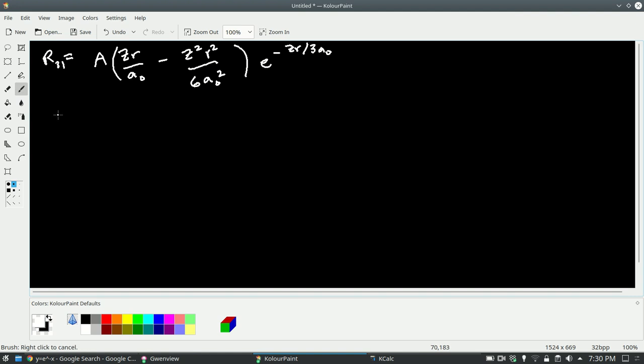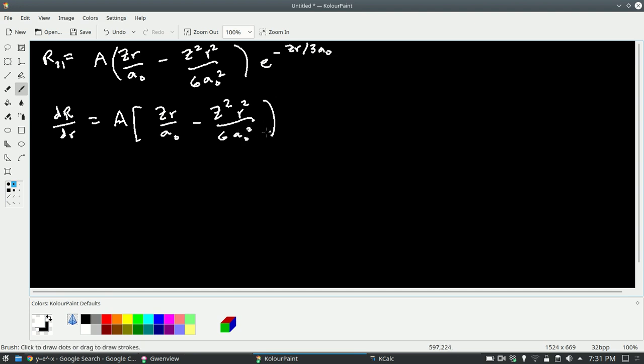Now I'm going to find dR/dr. Function of the first one, so A times the function of the first one, times the derivative of the second one. Chain rule. And the derivative.